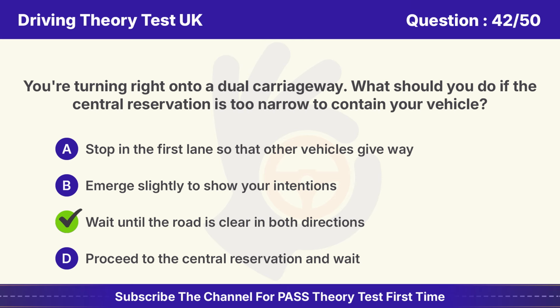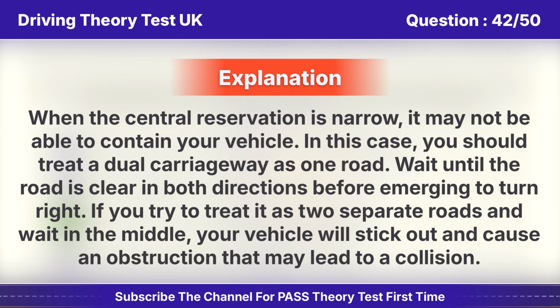Answer is C. Wait until the road is clear in both directions. When the central reservation is narrow, it may not be able to contain your vehicle. In this case, you should treat a dual carriageway as one road. Wait until the road is clear in both directions before emerging to turn right. If you try to treat it as two separate roads and wait in the middle, your vehicle will stick out and cause an obstruction that may lead to a collision.